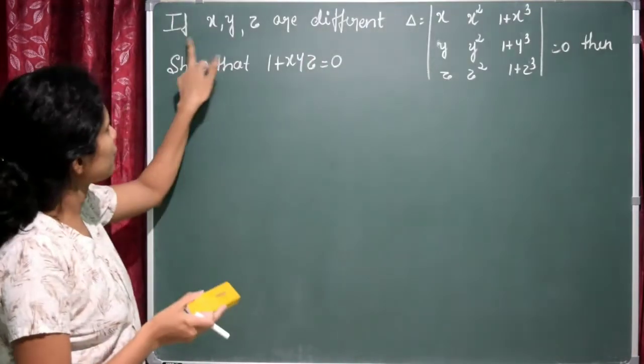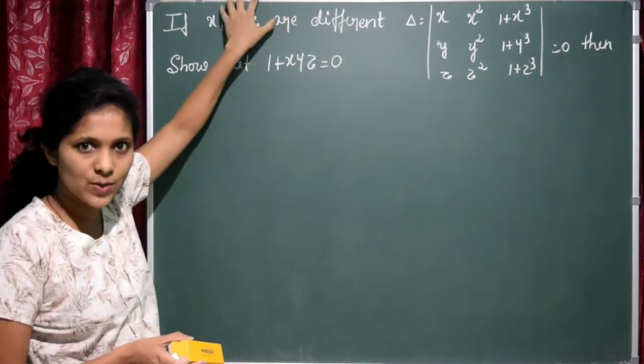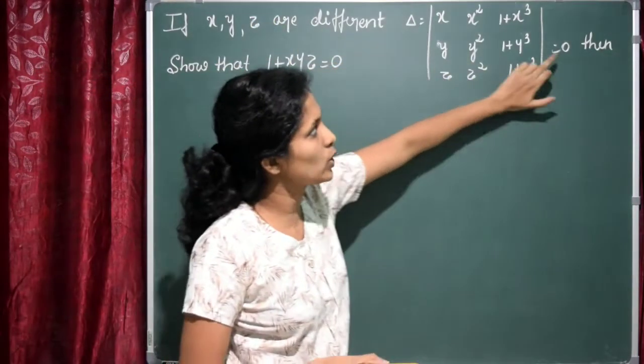Next problem. If x, y, z are different, all three values are different, and the determinant is equal to 0, is given.